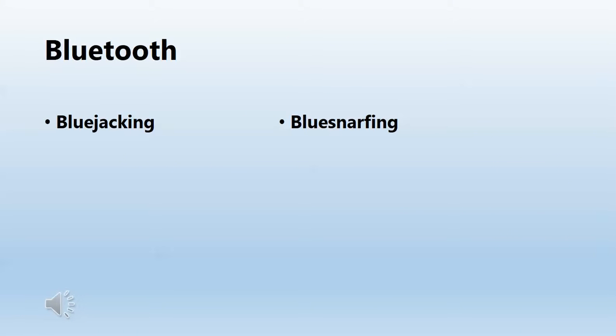Another vulnerability that everyone needs to be aware of is Bluetooth. And Bluetooth is a very short range wireless access protocol. And there's two threats when it comes to Bluetooth. There's bluejacking, which is sending unsolicited messages to Bluetooth enabled devices that are nearby. And this is more of a nuisance than a real threat because the attacker isn't actually stealing or modifying data. This is a technique to send spam to mobile devices.